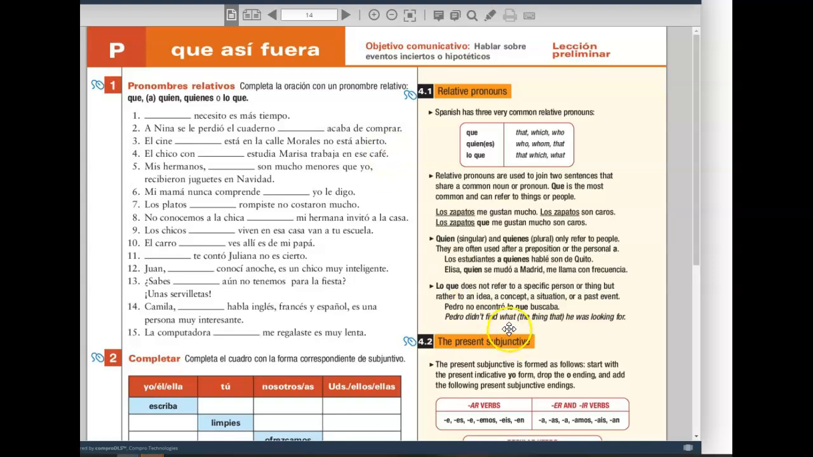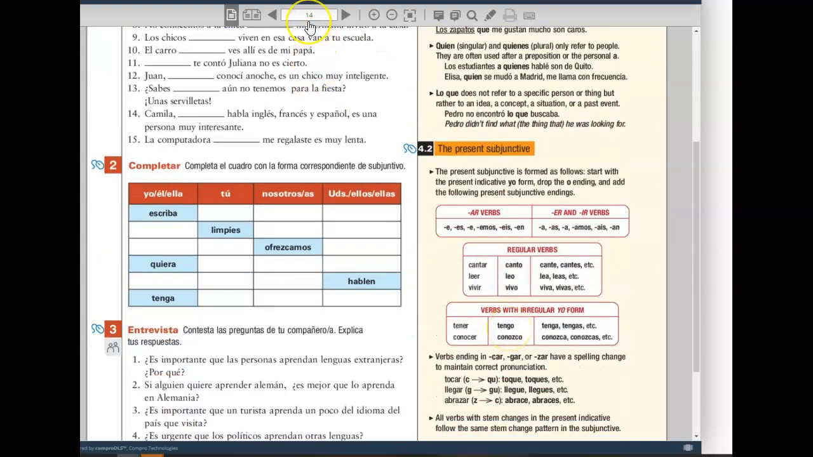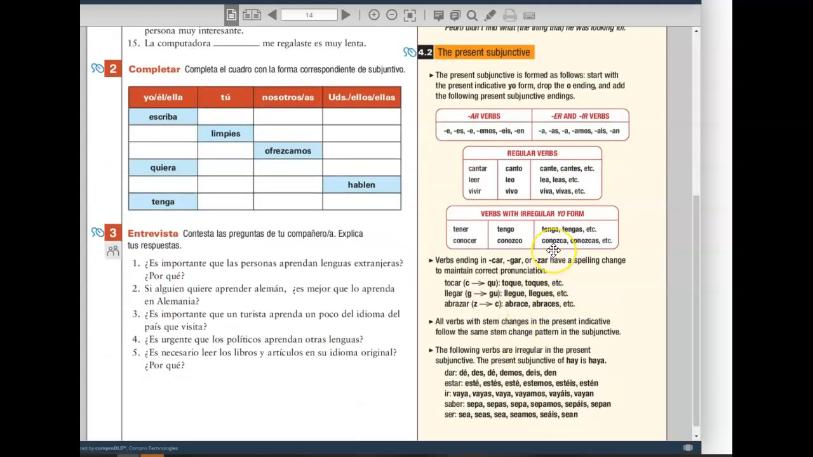How to formulate the subjunctive, we took notes on that on page 14, página 14. Talked about how the subjunctive is formed beginning with the present indicative yo form, then dropping the o ending. That becomes our stem, and then we add to that stem or root the following present subjunctive endings, and they're essentially the opposite, flip-flopped, of the endings in the present indicative, just switched. As you can see there on page 14, we filled in this conjugation chart, some example conjugations there, also with irregular verbs in the O form.